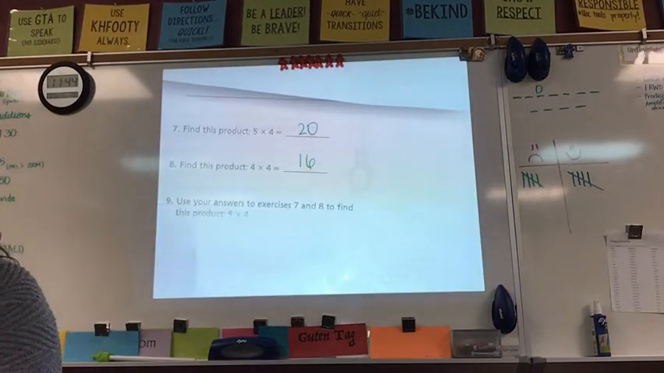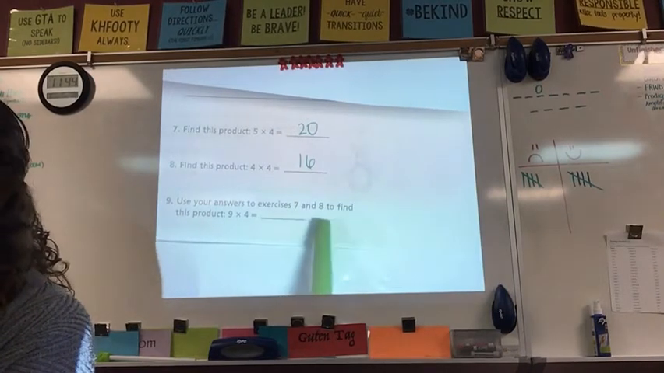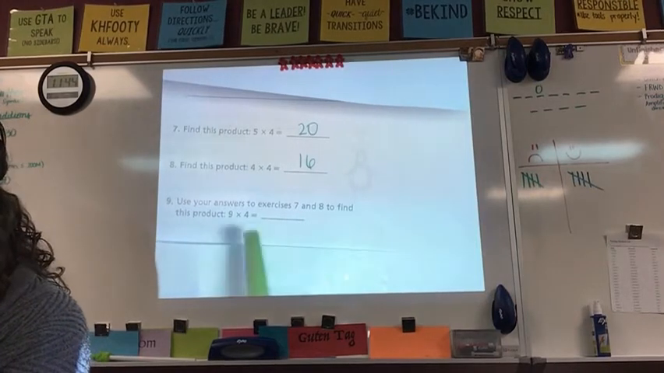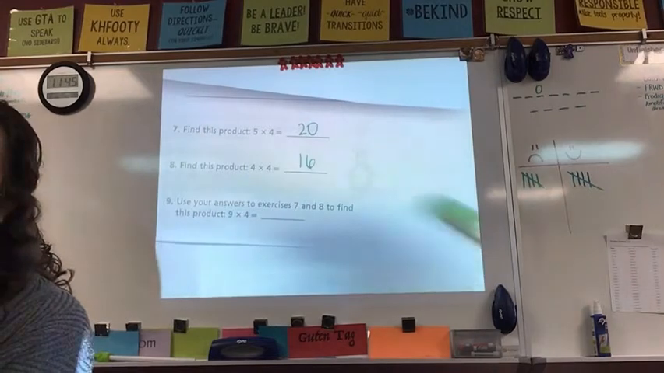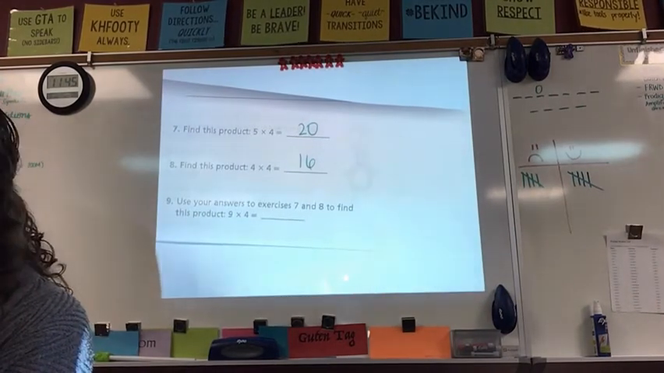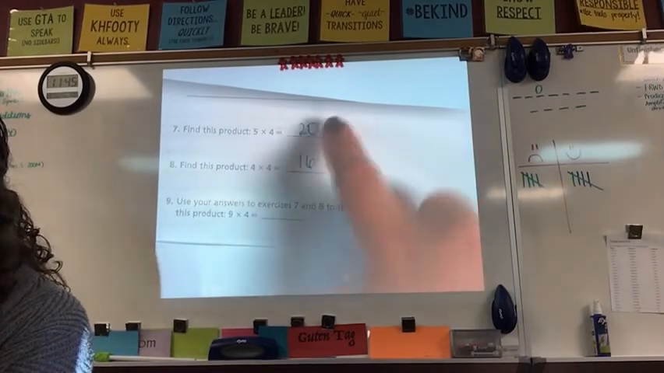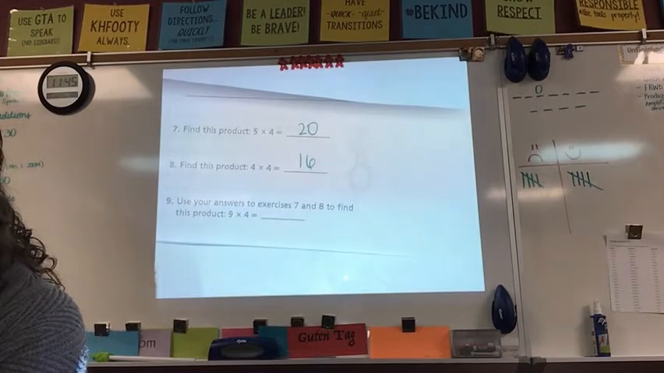So if I wanted to look at this, it says use your answers to exercise 7 and 8. And guys, in math, sometimes they just use that strange language, but exercises 7 and 8, they weren't working out. They're talking about the problems that you did. Yeah, I guess you were working your brain out, kind of. But whenever they say that, they just mean problems 7 and 8. So use these 2 answers to find the product 9 times 4.